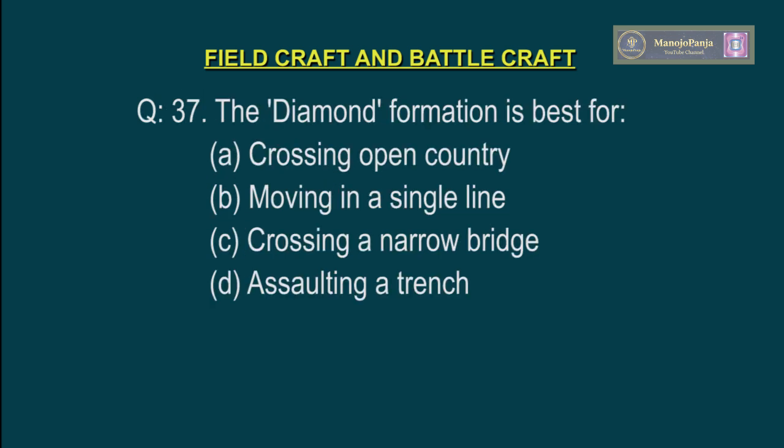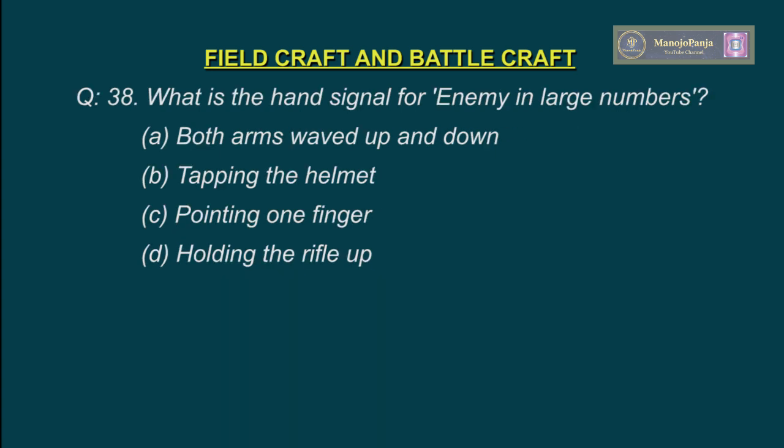Question 37. The diamond formation is best for A. Crossing open country. B. Moving in a single line. C. Crossing a narrow bridge. D. Assaulting a trench. Right answer A. Crossing open country.